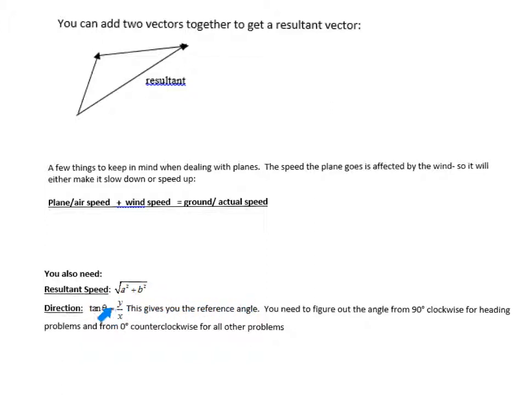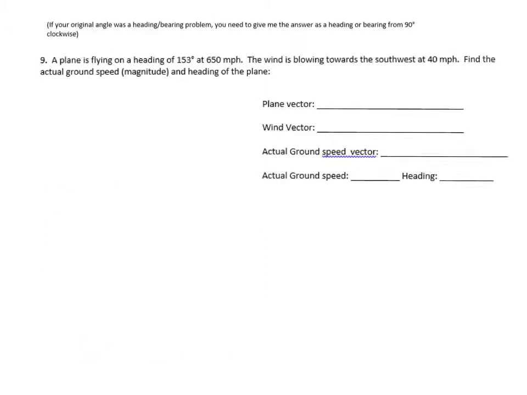So depending on where it is and whether you're doing a heading or bearing problem, you also need to figure out your angle from 90 degrees clockwise for heading problems, or from 0 counterclockwise for all your other problems. So if your original problem was a heading or bearing problem, you need to give me your answer as a heading or bearing from 90 degrees clockwise. If it was originally a direction problem, then give me a direction.